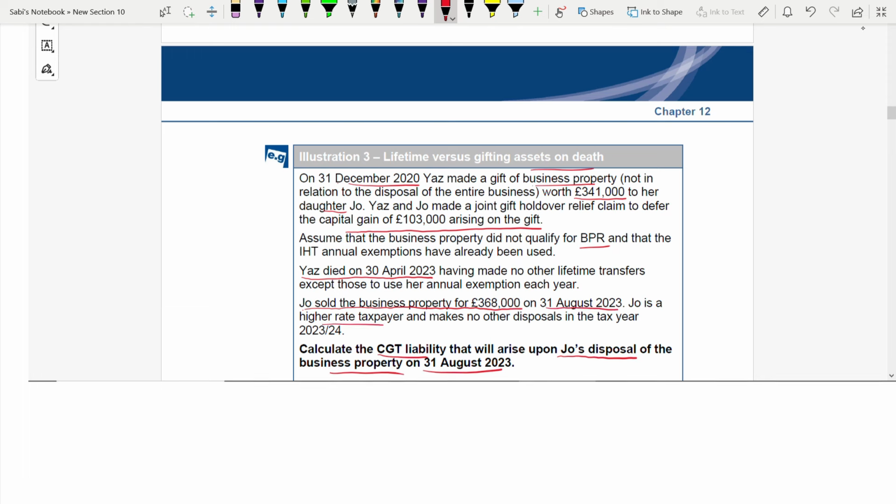So remember, because they have claimed the gift relief and the donee sells the business property, there's a subsequent disposal. That means IHT must have been paid, and that IHT has to be deducted from the CGT. So before calculating the CGT liability, you have to calculate the IHT payable, because you have to deduct that IHT payable from the CGT liability, because the PET becomes chargeable. You see, she dies within 7 years from the date of gift.